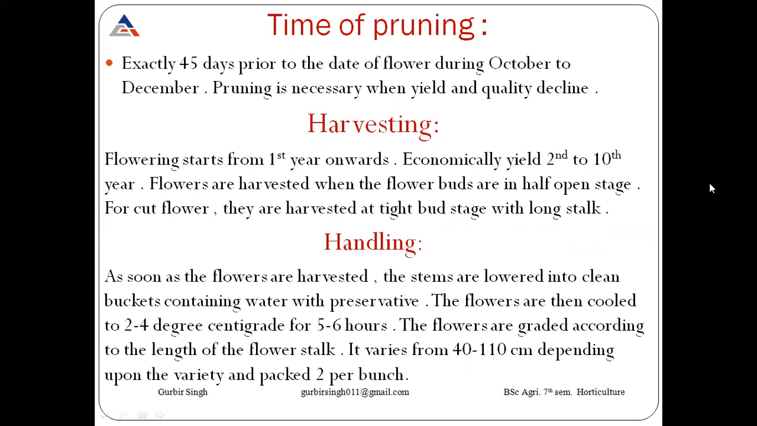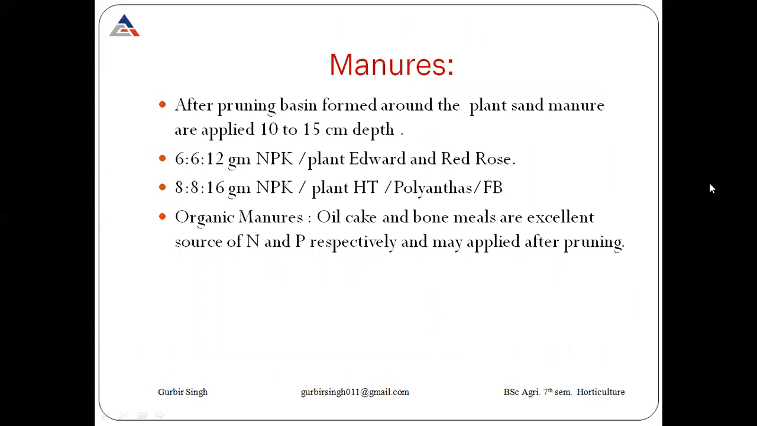Next is handling. As soon as the flowers are harvested, the stems are lowered into a clean bucket containing water. The flowers are then cooled to 2 to 4 degrees centigrade for 5 to 6 hours. The flowers are graded according to the length of the flower stalk, which varies from 14 to 110 centimeter depending upon the variety, and packed 20 per bunch.